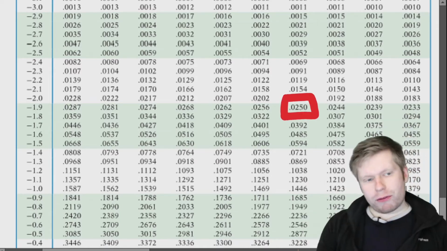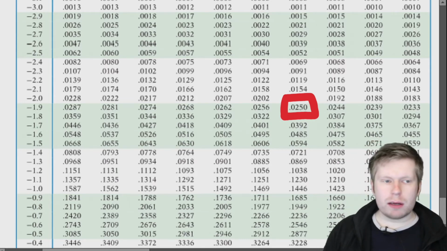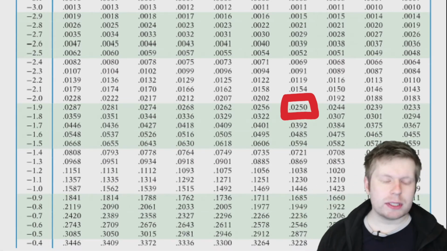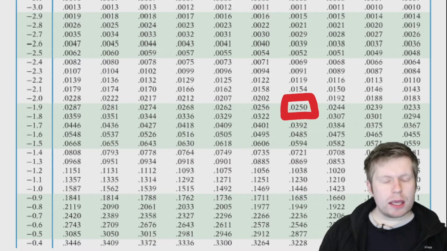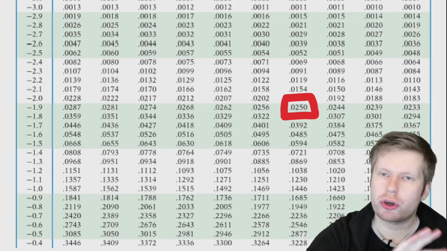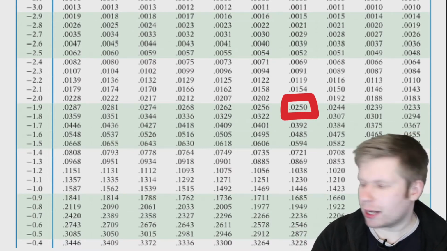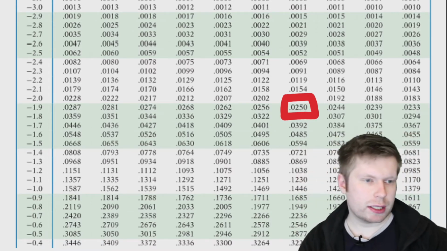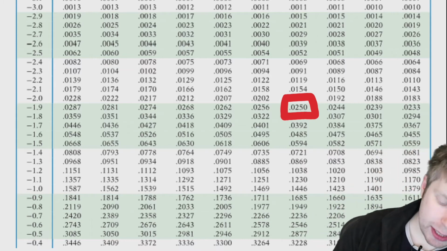Okay, now if that value isn't in there, because it's not always going to be 2.5%, it might be 5%, it might be 99% or 1%. If we can't find that exact value, find the value that is closest, okay? Rather than trying to interpolate it or something like that, just simply find the value that is closest. So in this case, I get 2.5% exactly.